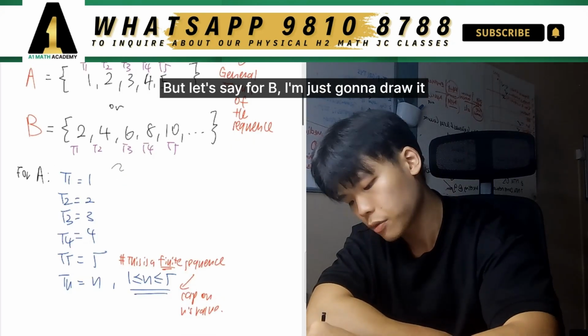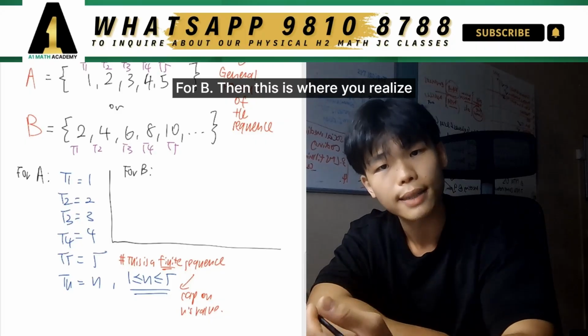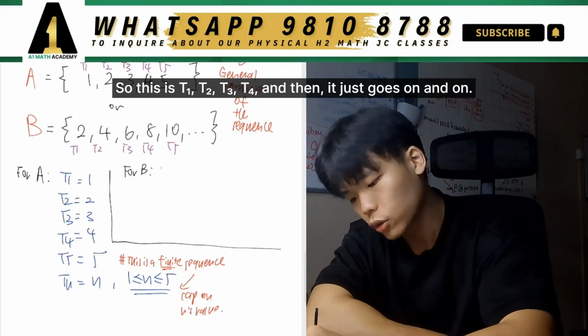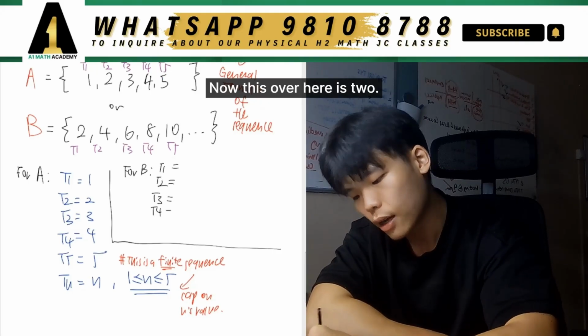But let's say for B, I'm just going to draw it here. For B, what's the difference then, right? For B, this is where you realize that it goes on perpetually, right? So this is T1, T2, T3, T4, and then it just goes on and on. Now, this over here is 2.